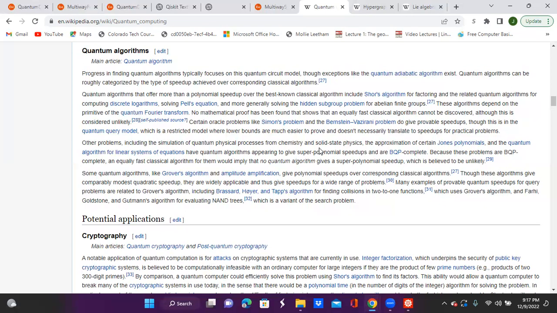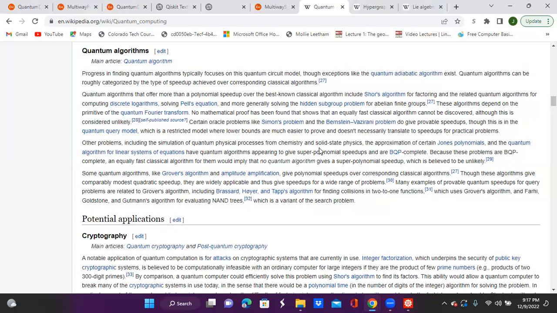No mathematical proof has been found that shows that an equally fast classical algorithm cannot be discovered, although this is considered unlikely. Certain oracle problems, such as Simon's problem and the Bernstein-Vazirani problem, do give provable speedups, though this is in the quantum query model, which is a restricted model where lower bounds are much easier to prove and doesn't necessarily translate to speedups for practical problems.